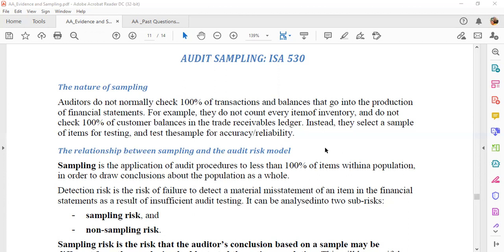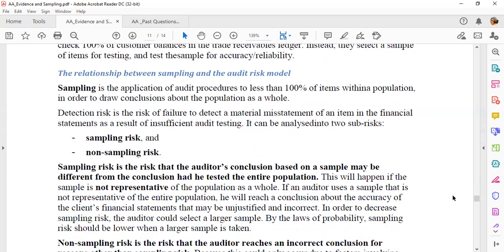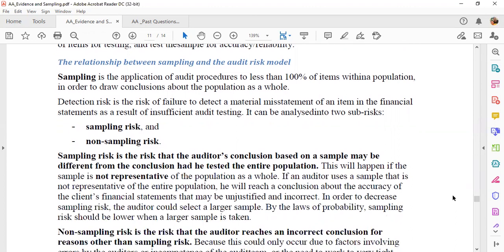So we also have another thing, the relationship between sampling and audit risks. Sampling is the application of audit procedure to less than 100% of the items within the population. That is it. We all know the meaning of sampling. If we did not forget, audit risk is made up of three things: inherent risk, control risk, and detection risk. And if you can still remember, I said that detection risk arises as a result of sampling. That is one of the reasons why we have detection risk.